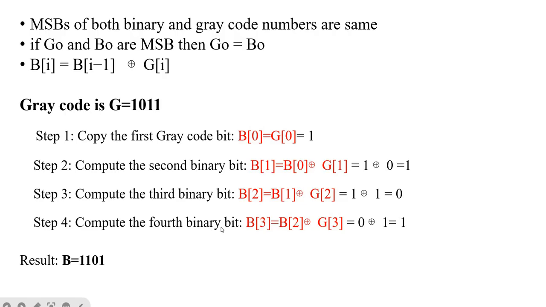To compute the fourth binary bit, you have to take again the previous binary bit and the current gray code bit. Previous binary bit is 0, so we have placed a 0 here, and the current gray code bit is 1. So 0 XORed with 1 is 1. We get B equal to 1, 1, 0, 1. So here we have 1, 1, 0, 1.